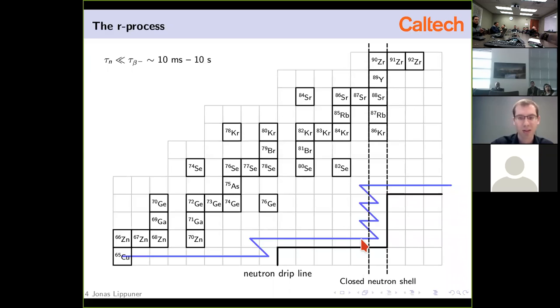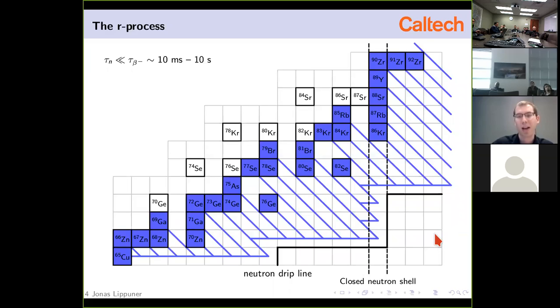Of course, this is a cartoon. The neutron drip line is actually much further away from stability. But in the end, once the neutron flux shuts off, we're left with these very neutron-rich nuclides, and then they all decay back to stability, and that's how we create heavy elements through the r-process. How it works on a nuclear physics level has been known for quite a while, but what is still an open question is, where does it actually happen astrophysically?